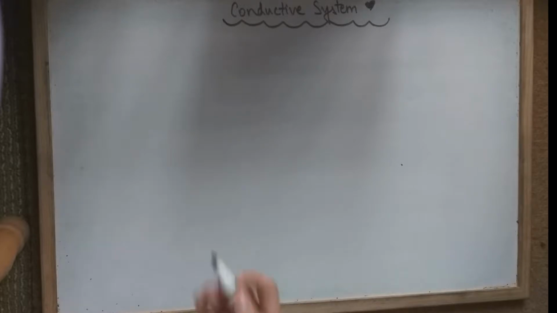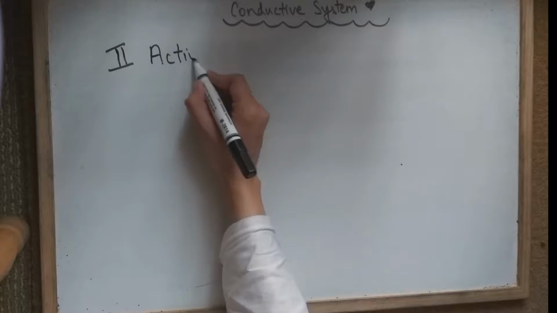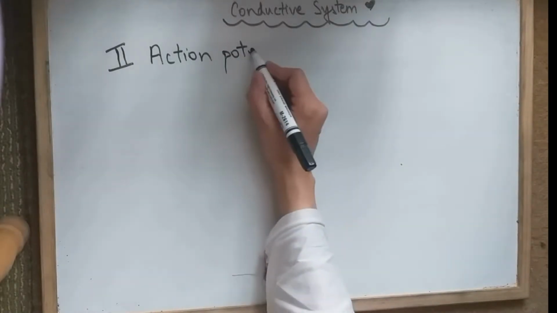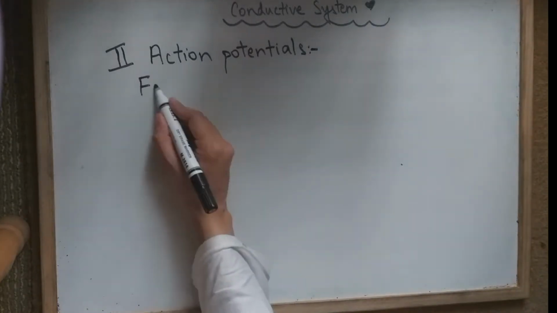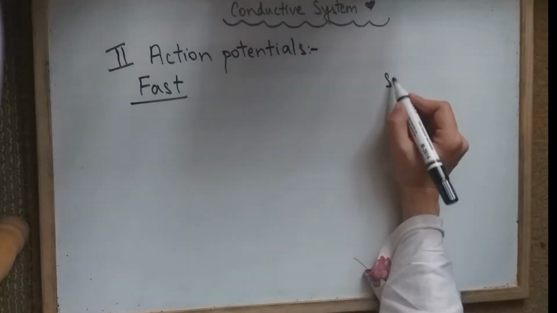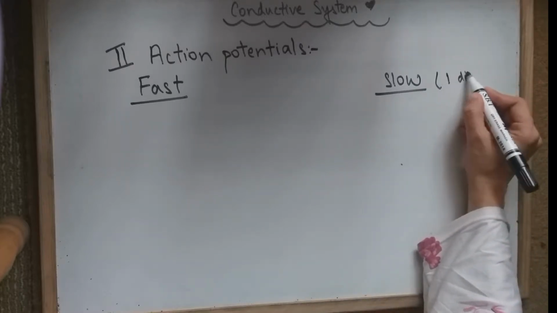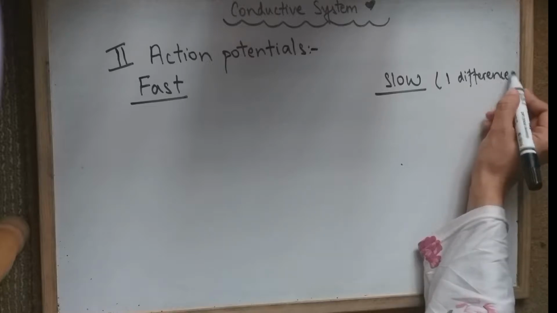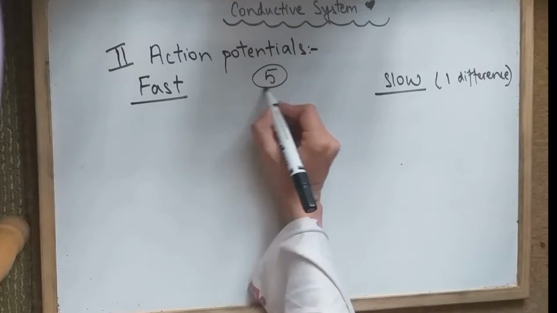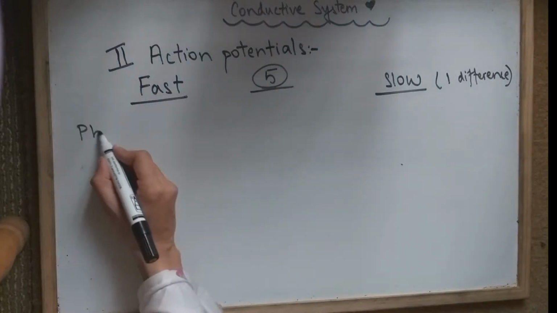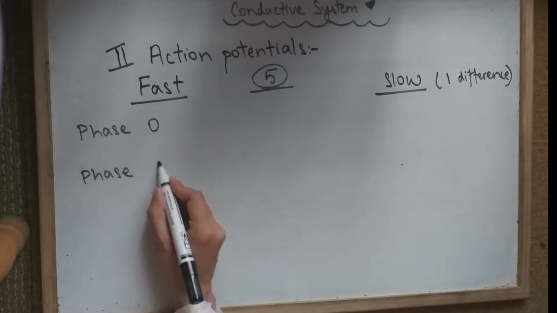Moving on to the second point, we will speak about the action potentials and how they are brought about. So we have 2 types, like 2 pathways, you could say. So the first one is the fast one, and the second one is a slow one. There's only one difference between both of them, and that's in the first step. And there are 5 steps in total. So we have 5 phases. It goes from phase 0, 1, 2, 3, and 4.